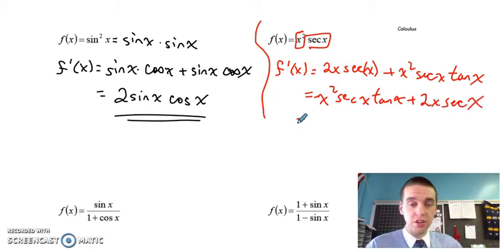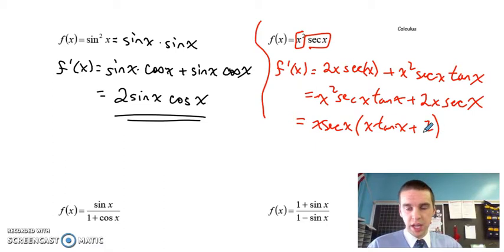Know that you could have also done this, taken the x out, factored an x out. So you would have gotten x secant x tan x. Oh, sorry. You know what else we could have done? It's my fault. Factored out the secant x too. And so now what we're left with is x tan x plus 2. And sometimes professors will say that's the simpler answer. That's the answer. Both answers are correct.